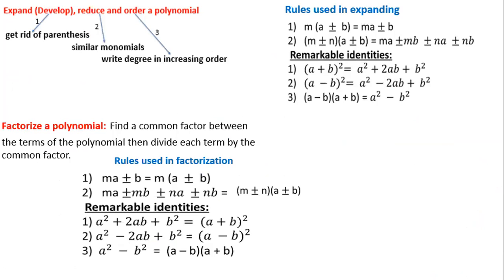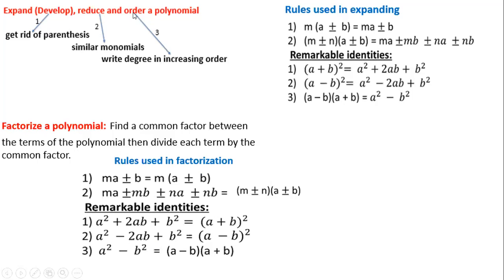Now, we have talked too much about expanding or developing or factorizing an algebraic expression or a polynomial. How can we expand or develop an algebraic expression? Also, how can we reduce it and order it or write it in order? Expand and develop means we should get rid of parentheses by using one of the two rules, either by multiplying or by applying one of the three remarkable identities. What do we mean by reduce? We should reduce the similar monomials, add and subtract them.